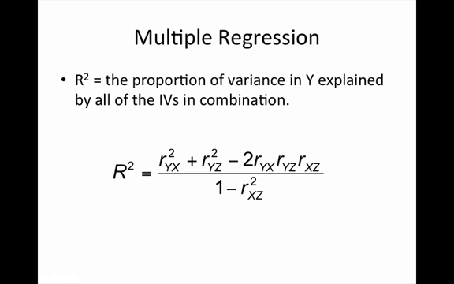dependent variable. So the multiple regression equivalent to the coefficient of determination is called, creatively, the multiple correlation, or the multiple coefficient of determination. And it's capital R square, and it refers to the proportion of variance in y that's explained by all of the independent variables in combination. And here, in the event that you ever need it, is how you calculate this term.